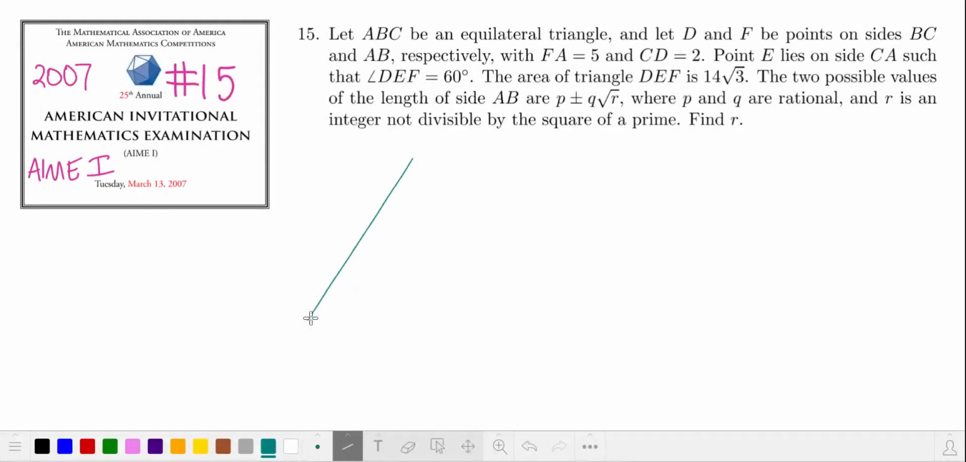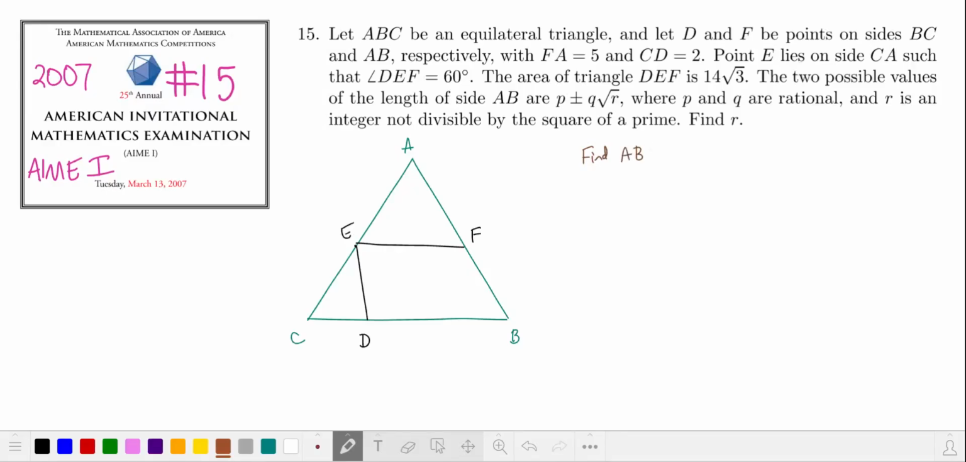First, we'll draw our equilateral triangle ABC, and then our 60-degree angle. So this is DEF, and we're asked to find the side length AB, so we'll call it S. And we'll fill in these other lengths.